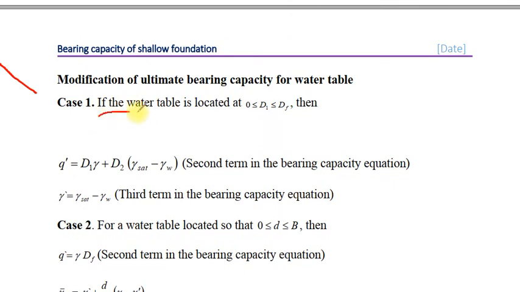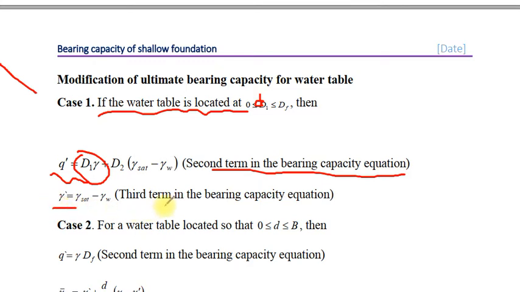Case 1. The water table is located such that D is greater than 0 and less than DF. Then q dash in the second term equals D1 multiplied by gamma plus D2 multiplied by gamma dash, the second term in the ultimate bearing capacity. And gamma will be gamma dash in the third term of the ultimate bearing capacity.